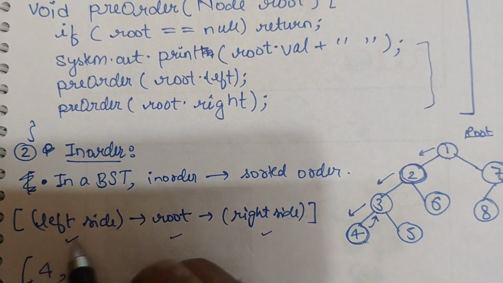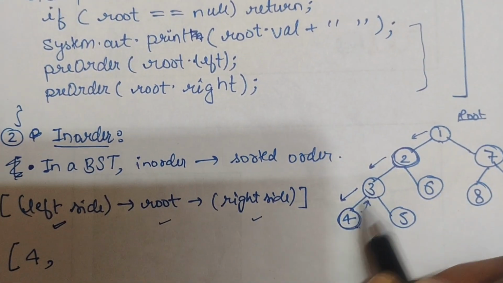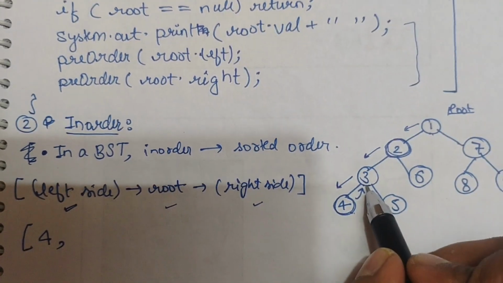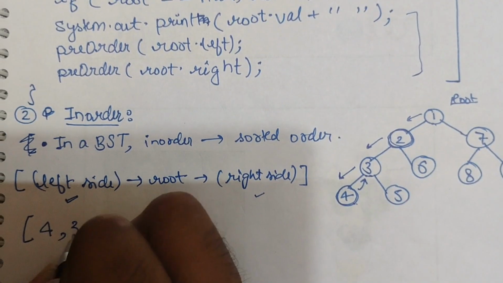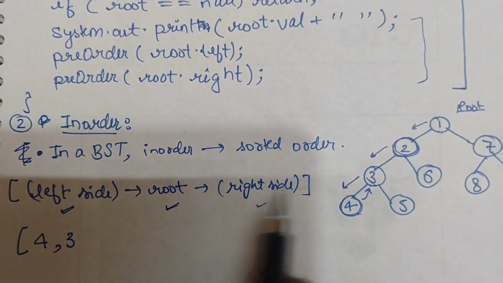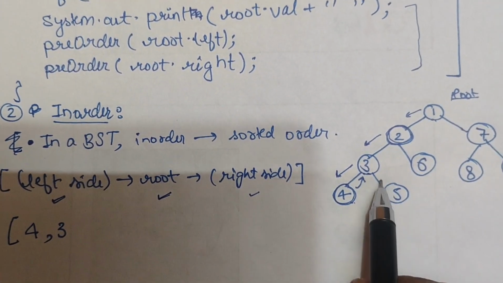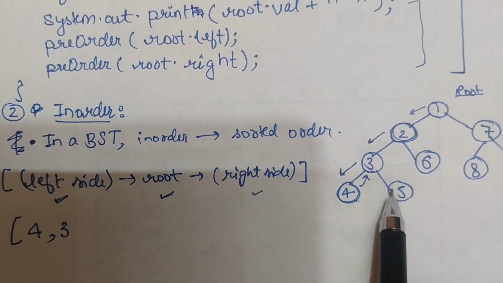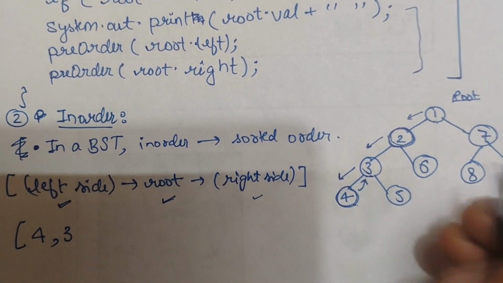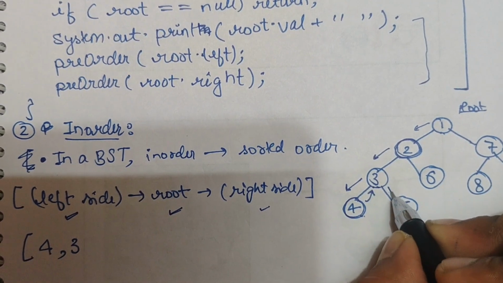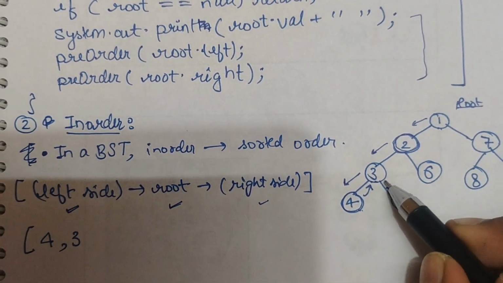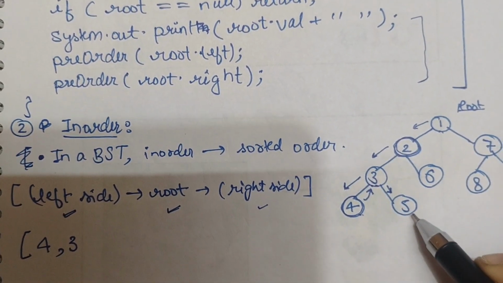Comes to 3. 3 has executed this. Okay, 3 has executed this. Now I'll print 3. Printing 3 will execute this for 3. Okay, now does 3 have a right? Yes, 3 has a right. So now the recursion call will come from 3 to 5.